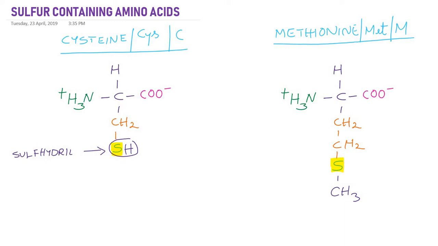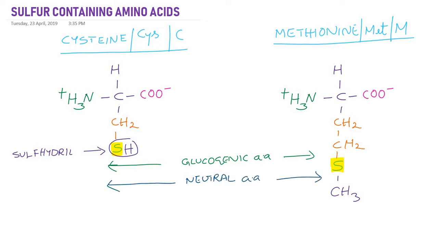So these two are sulfur containing amino acids, and the carbon skeleton of cysteine and methionine, after complete oxidation, will give glucose. They will enter intermediates of the citric acid cycle. So both these amino acids are glucogenic, and both these amino acids are neutral. Their side chain or R group does not contain any charge. So both are neutral amino acids.